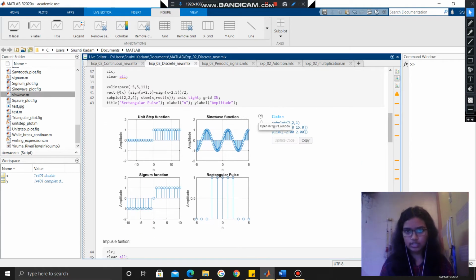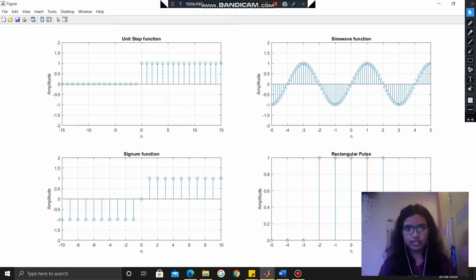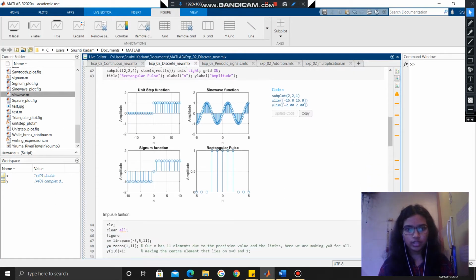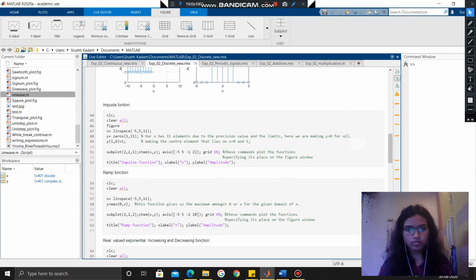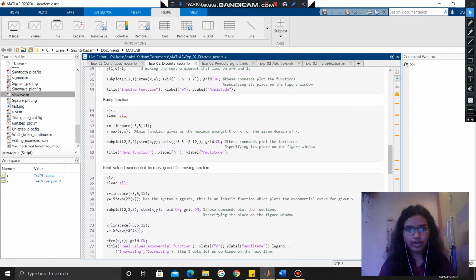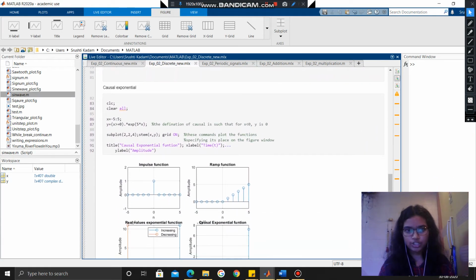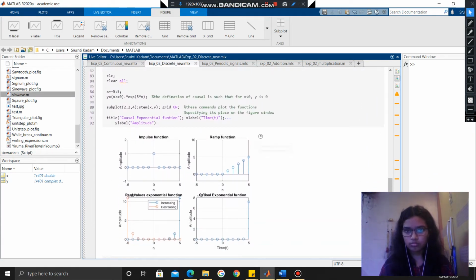Let's see. So here you can see clearly all of these have a sampling period of 1. Then we go to impulse. Since we have 11 elements, we've made the centermost element for x equal to 0 as 1. Then we have ramp function, real valued increasing and decreasing, causal exponential. Let's see the graph.